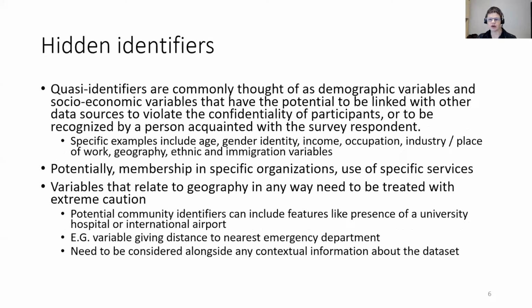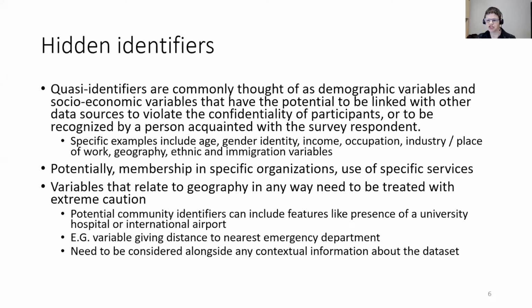Quasi-identifiers are commonly thought of as demographic and socioeconomic variables that have the potential to be linked with other data sources to violate the confidentiality of participants, or to be recognized by a person acquainted with the survey respondent. So specific examples include age, gender identity, income, occupation, industry, place of work, geography, ethnic and immigration variables, and so on. However, other quasi-identifiers could include things like membership in specific organizations or use of specific services. So coming up with an exhaustive list of all possible quasi-identifiers is probably not possible and would not necessarily even be useful.